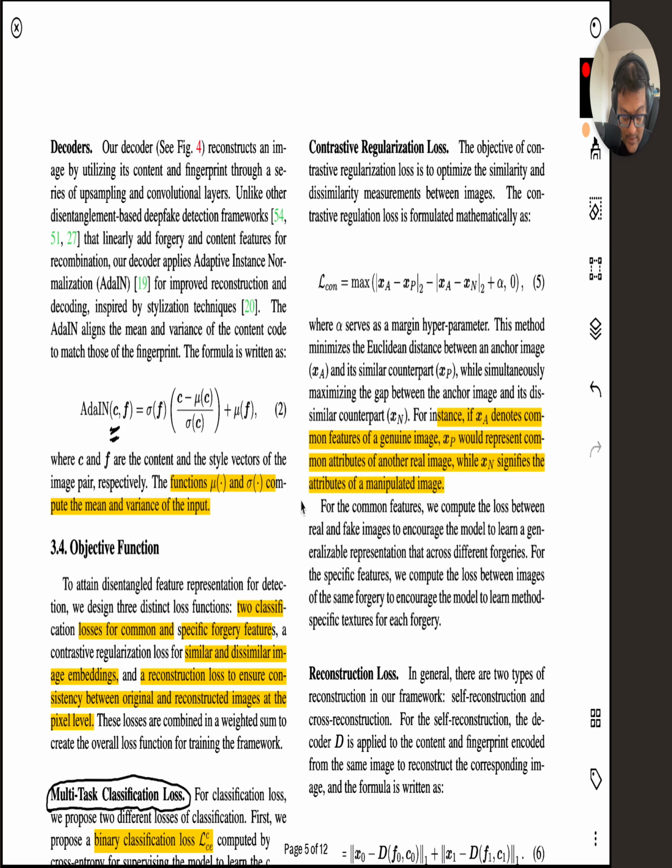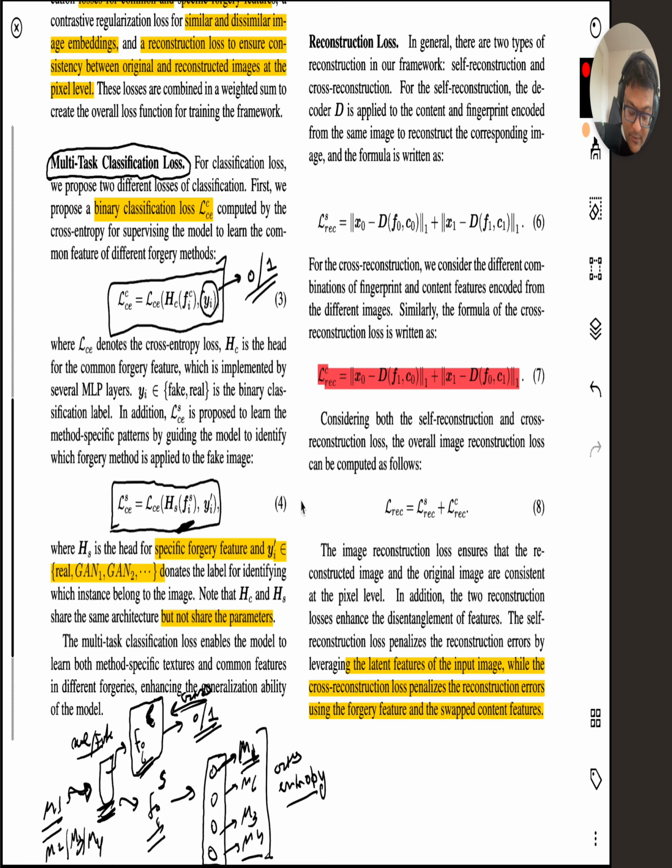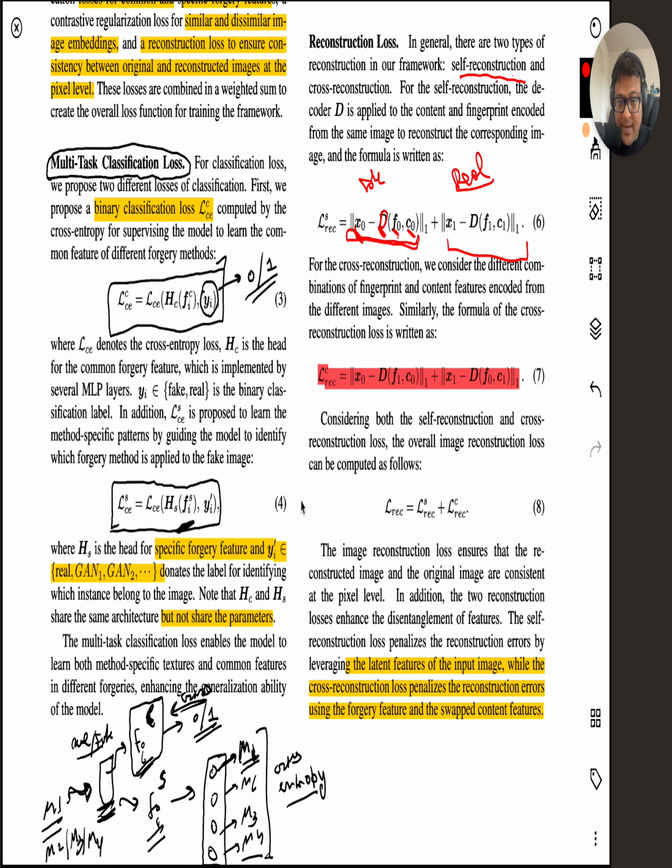Okay, so here they have two types of reconstruction, one is basically the self reconstruction. Here they are taking the final output x0, which is the input which they fed. They are saying that when the decoder sees the content feature and the fingerprint feature, it should predict the same image which was fed in. And similarly, they are doing this for the fake image, and they're doing this for the real image as well. Okay, so that's the whole idea.